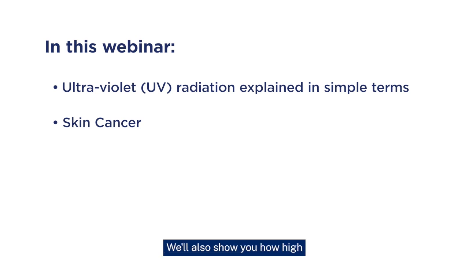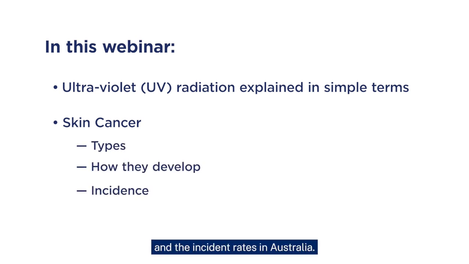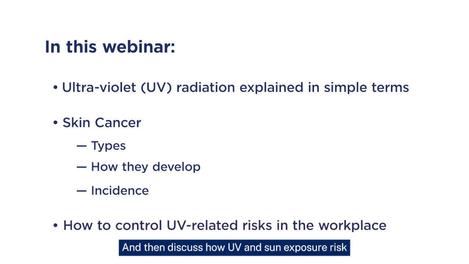We'll also show you how high the UV levels are across Australia. Then we'll talk about the different types of skin cancer, how they develop and the incident rates in Australia, and then discuss how UV and sun exposure risk can be controlled using the risk management process. At the end of this webinar, there will be a short quiz to test your knowledge on the information we've presented today.